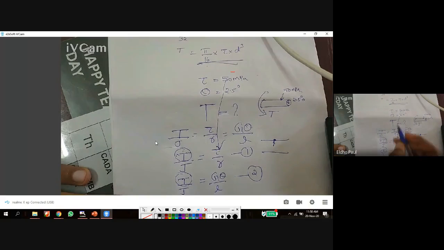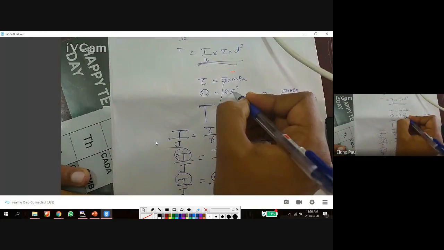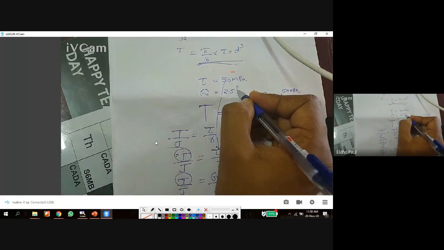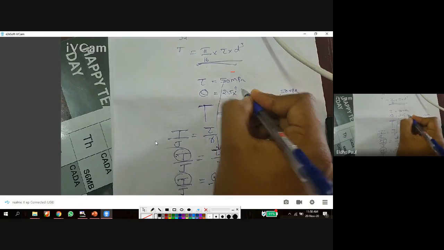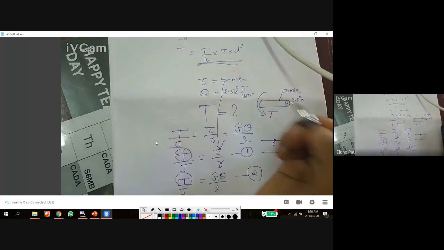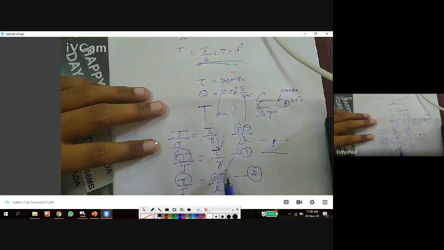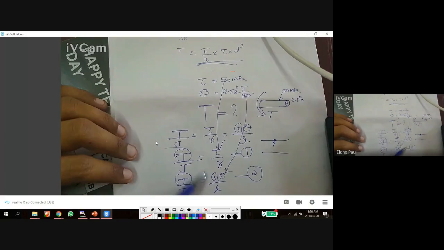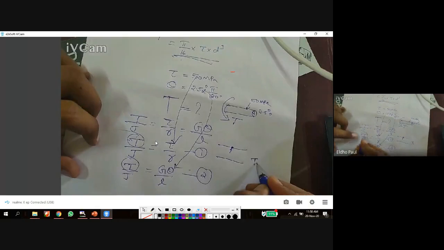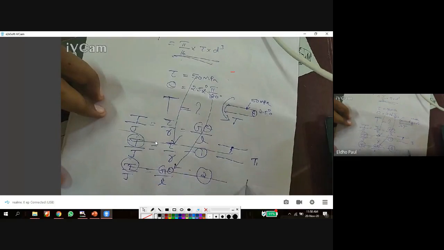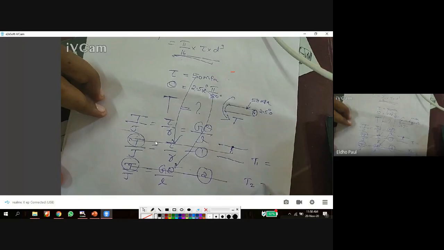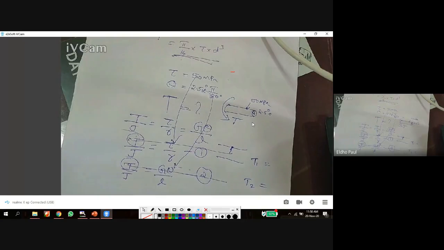And again, by substituting 2.5 degree here, first we have to convert this 2.5 into radians. For that, you have to multiply with pi by 180 degree. Then substitute this theta here. All other data are given. We get the T1 value from this equation, and the T2 value from this equation. We got two torque values from these two equations. Which one do I select from these two?